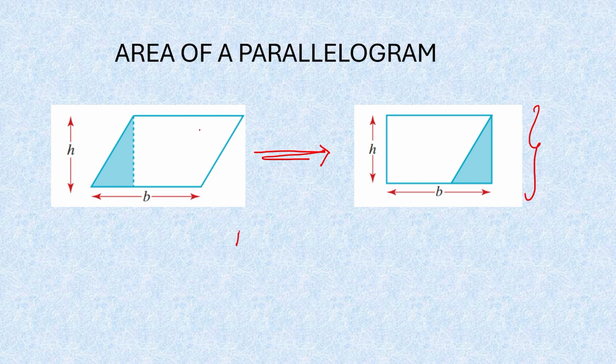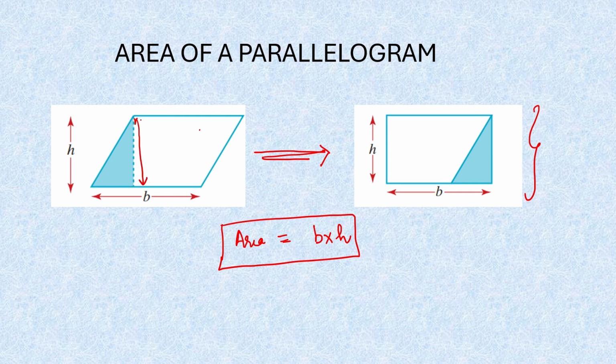So what is the area of this parallelogram now? The area of the parallelogram will be base into height, because we know that the area of a rectangle is length into breadth. Similarly, the area of a parallelogram will be base into height. So you just need to know the perpendicular distance, or the height, of the parallelogram to find out its area.